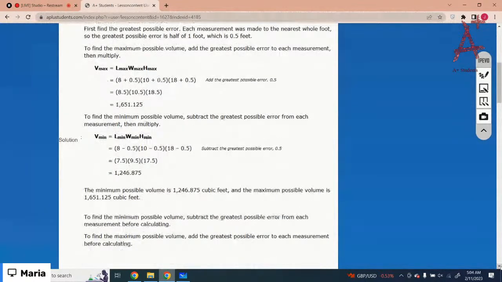First, find the greatest possible error. Each measurement was made to the nearest whole foot. So the greatest possible error is half of 1 foot, which is 0.5, because all the values are whole numbers. Got it? So in case of whole numbers, you have to take half of the greatest possible error. The greatest possible error is a whole number. Got it?